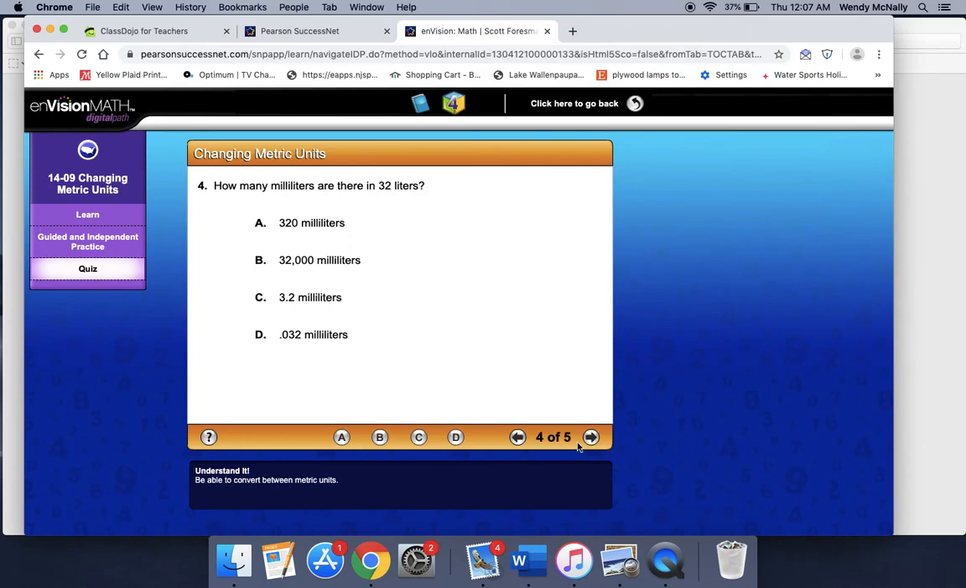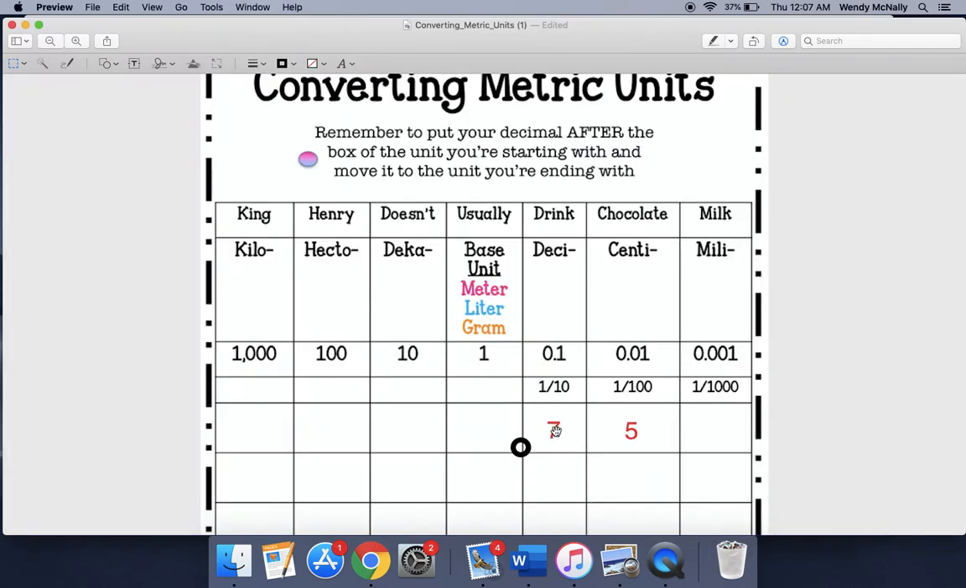Now let's try number 4. Number 4 says how many milliliters are there in 32 liters? All right, so let's try that together. So I am working with 32 liters. So my decimal point is actually at the perfect spot because it's already after liters. So we're just going to write in 32. All right, so this shows me 32 liters because my decimal point is after the liter.